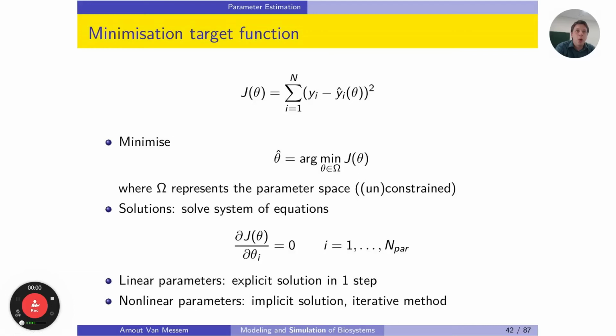To determine our optimal parameters, we will be minimizing our target function, or our objective function. The objective function we will be using is the residual sum of squares. So we look at the sum of all the squared residuals. If we look at it, we had the model.